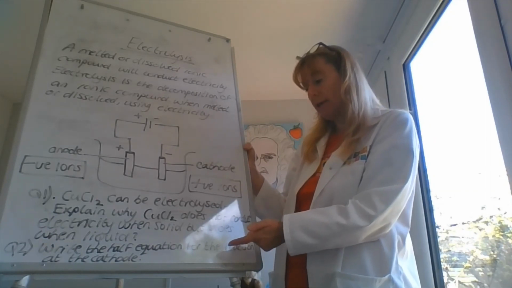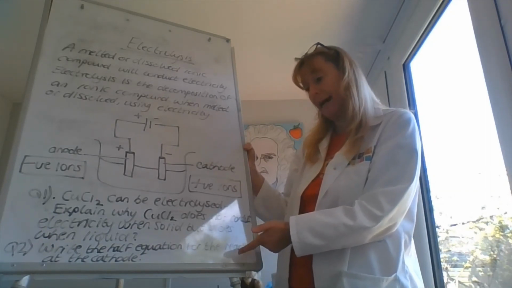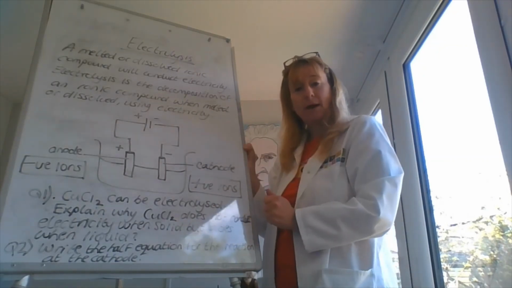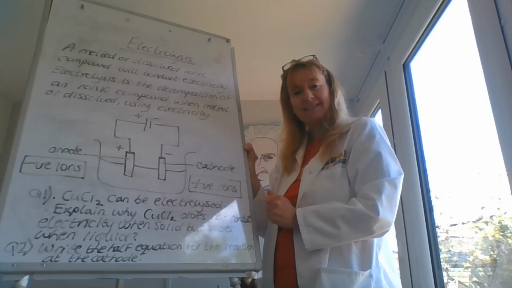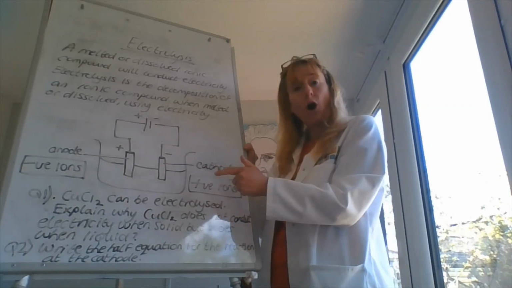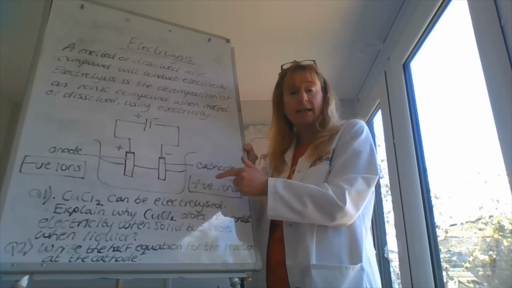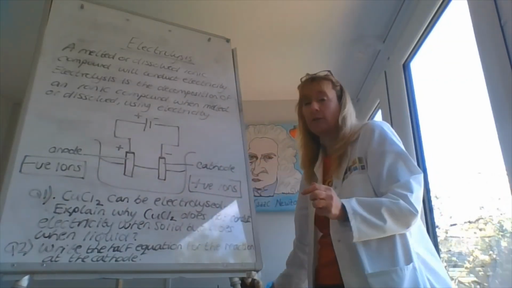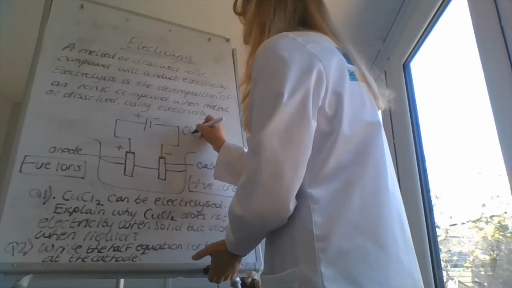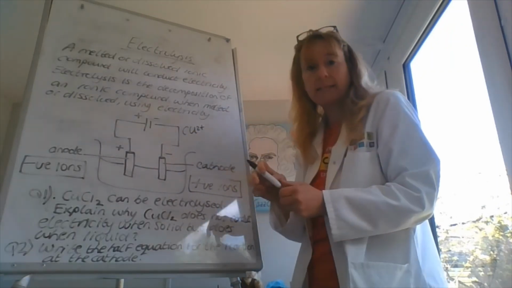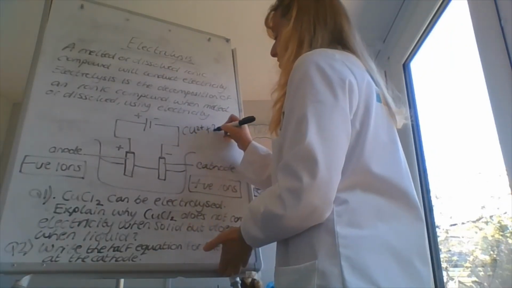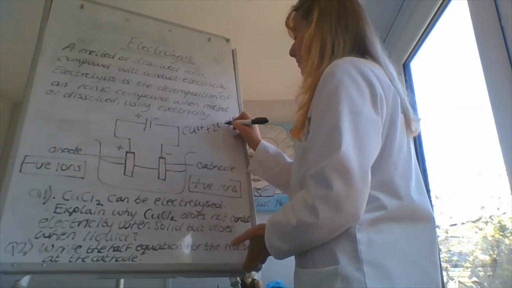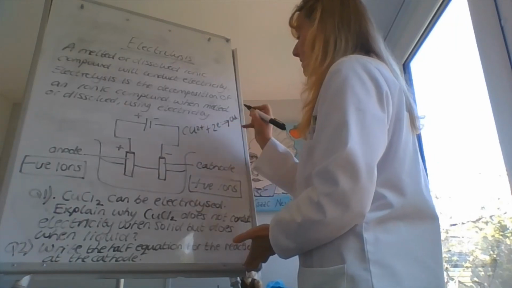Question 2, write the half equation for the reaction at the cathode. Have a quick think about that for a second. So the copper ions add the 2 electrons, make the copper atom. So if we write that here, it should look like Cu2+ plus the 2 electrons equals, that arrow there, copper, Cu.